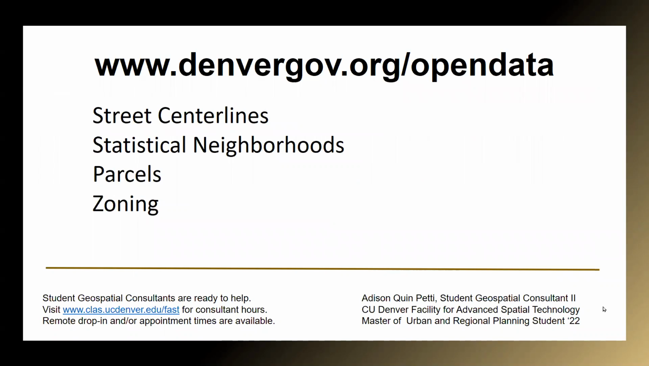Navigate to www.denvergov.org/opendata to download shapefiles for street center lines, statistical neighborhoods, parcels, and zoning. Review the videos for how to download and connect to your data folder in ArcPro and ensure that you have set the correct spatial reference for your project before beginning this tutorial. You may also want to review how to access your attribute table and symbolize data first.